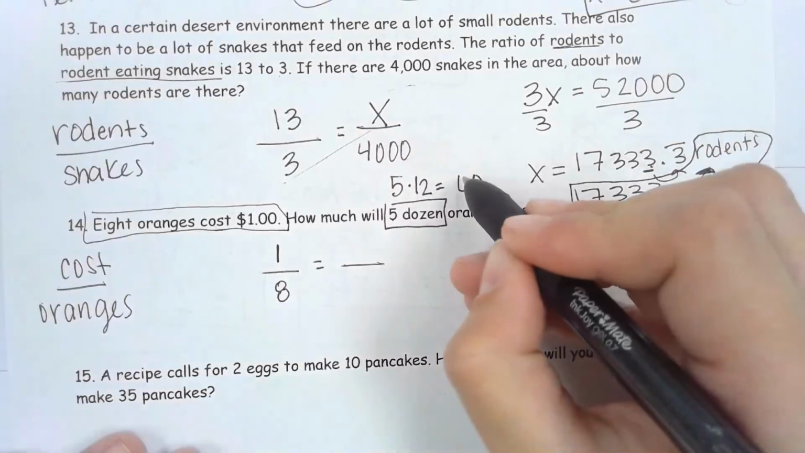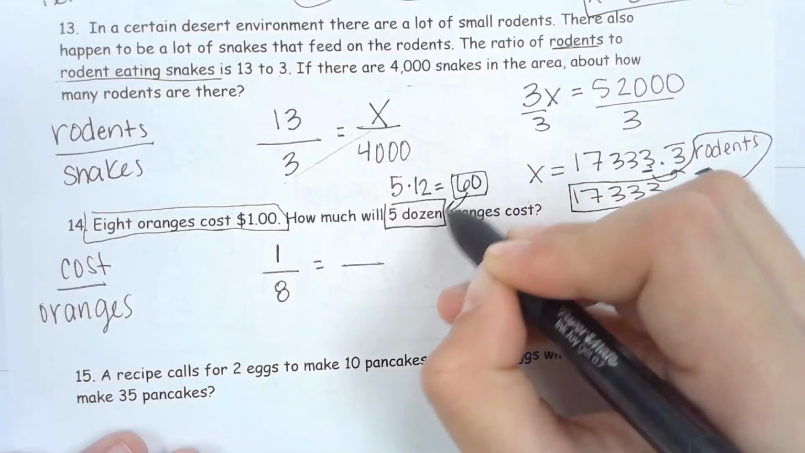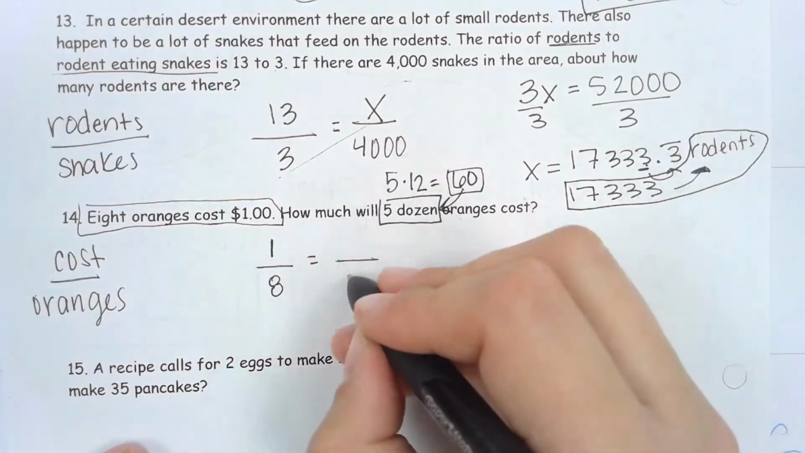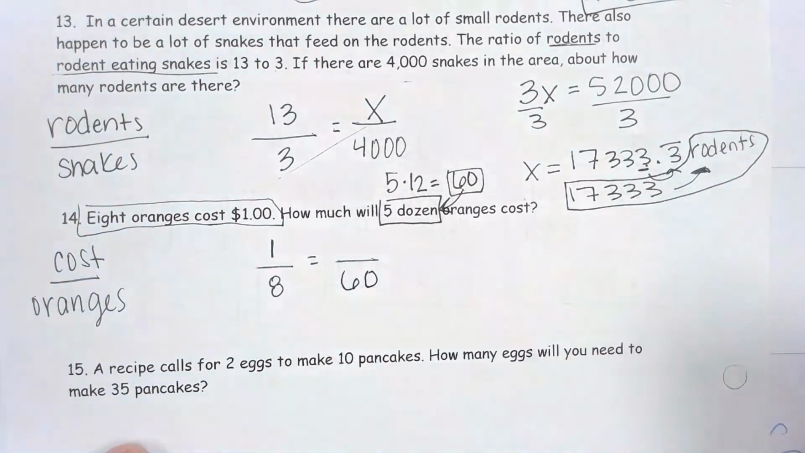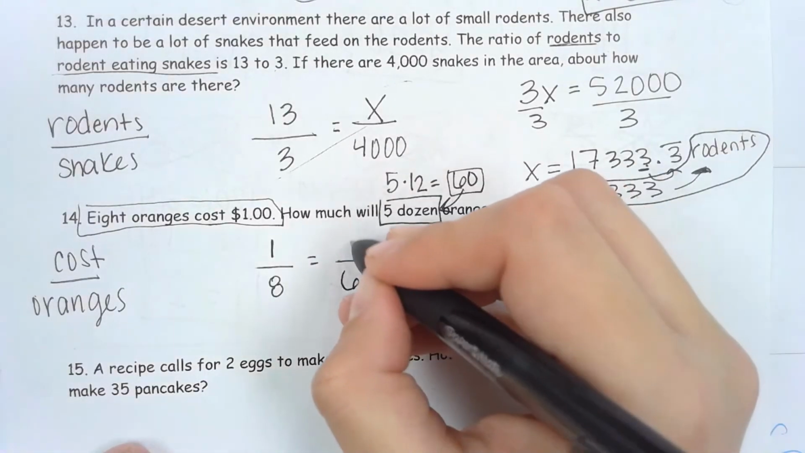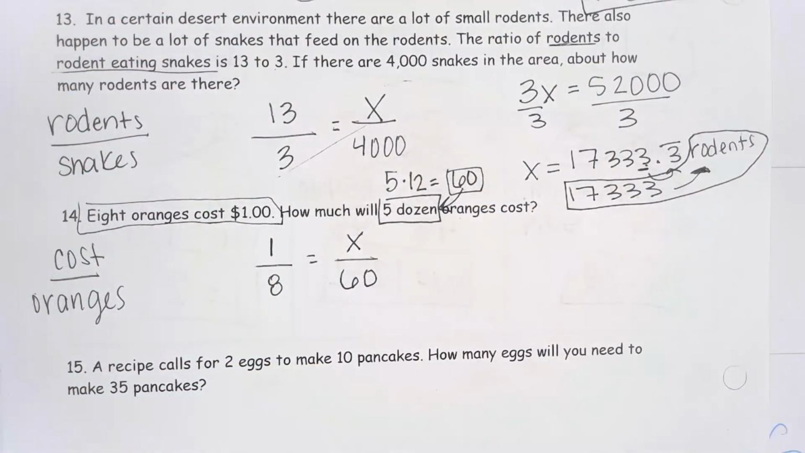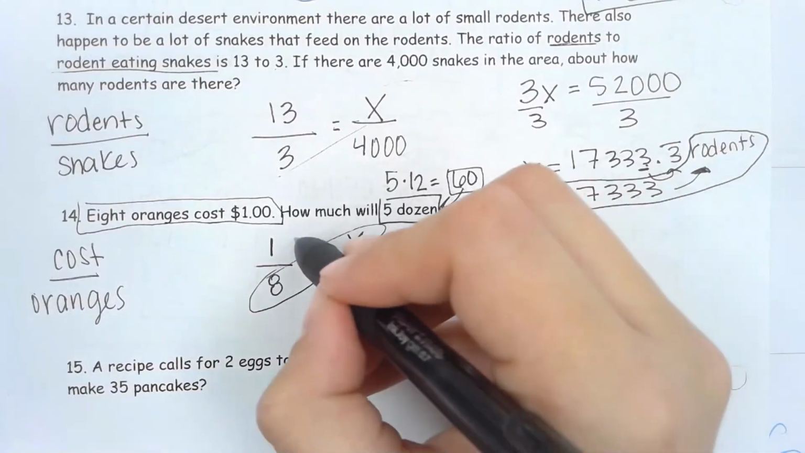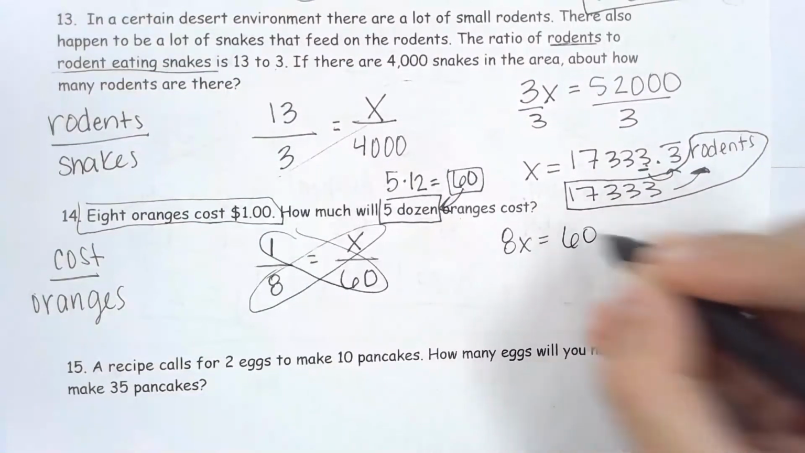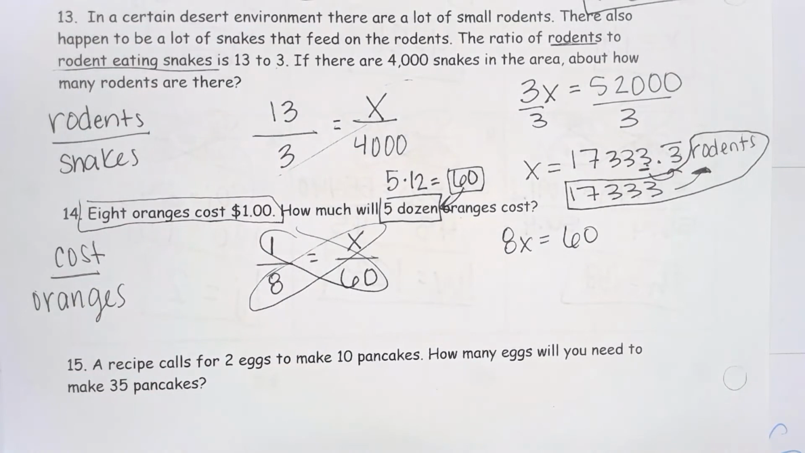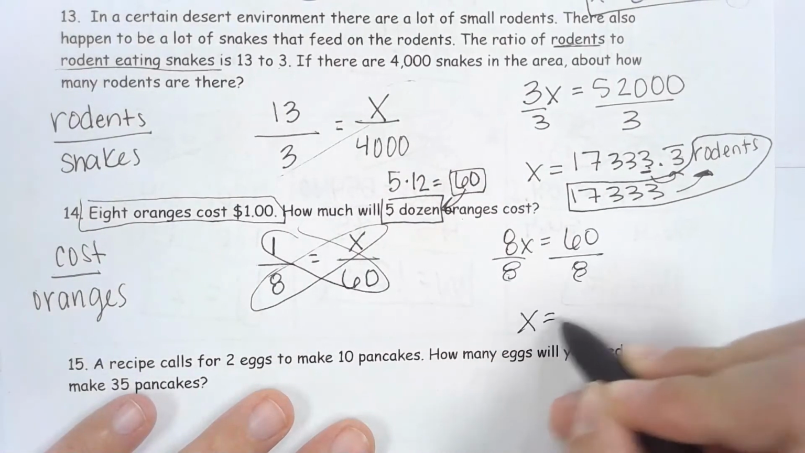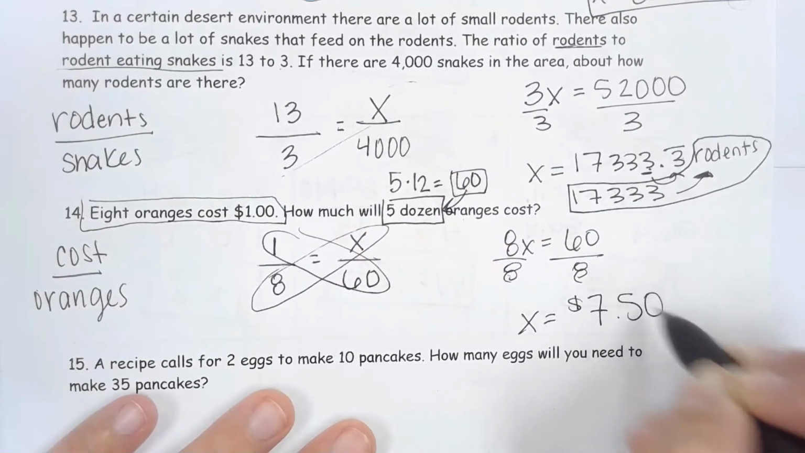So this is the number that I want to put in my proportion. So 60 oranges. Again, we had oranges in the denominator, so I'm going to put 60 down here. And then we're trying to figure out how much do they cost. So x is going to be in the numerator. All right, so let's solve. So 8 times x is 8x. 60 times 1 is 60. Divide both sides by 8. And we get x is equal to $7.50.